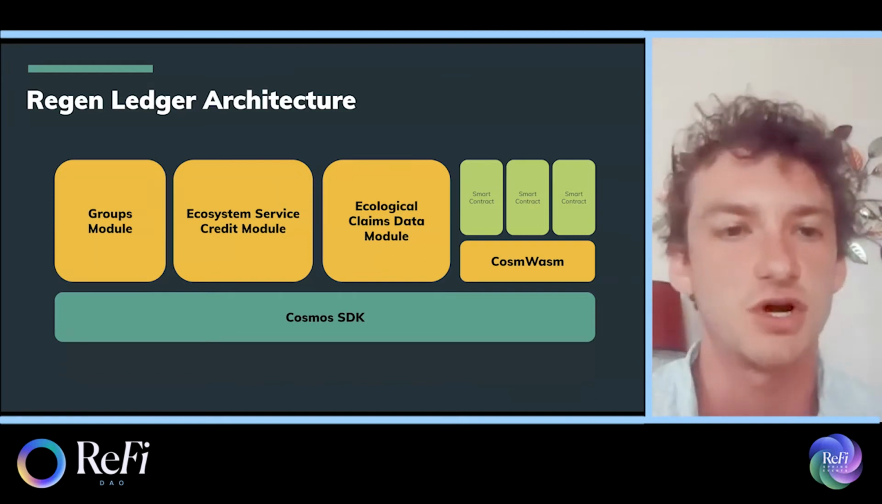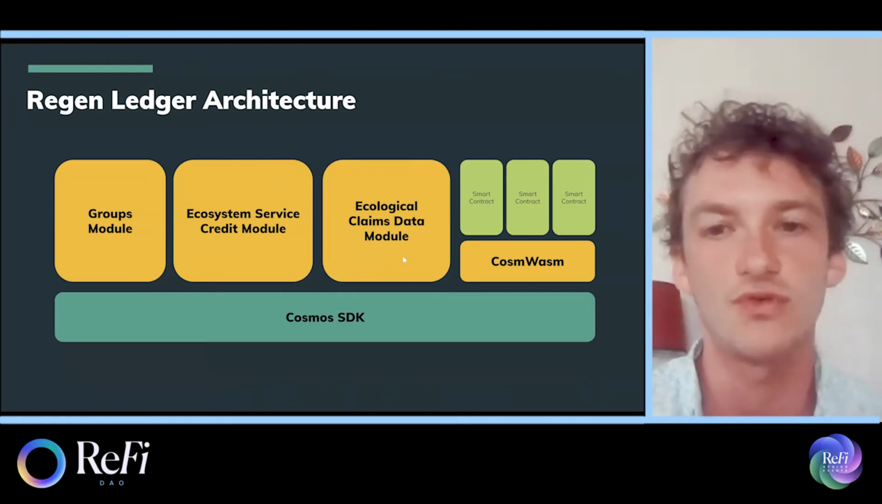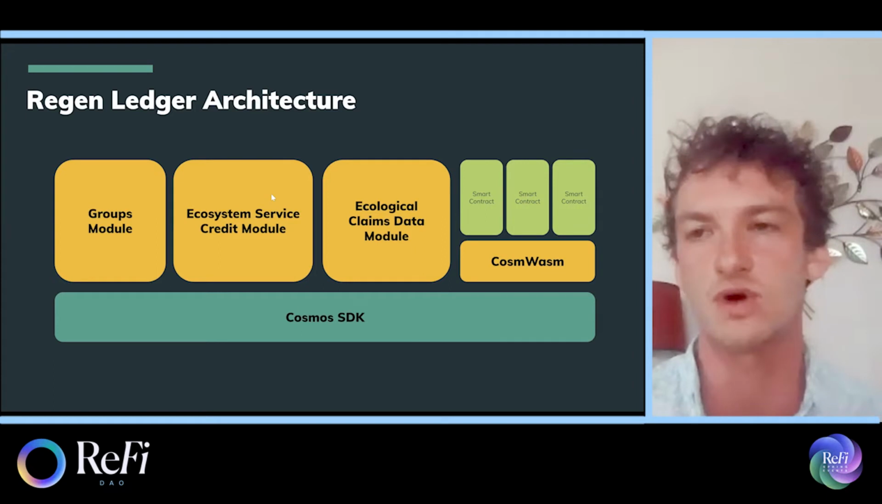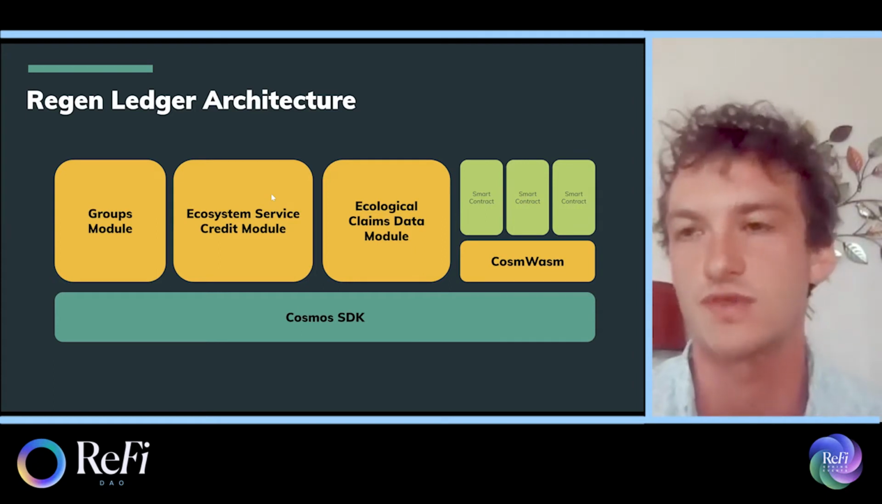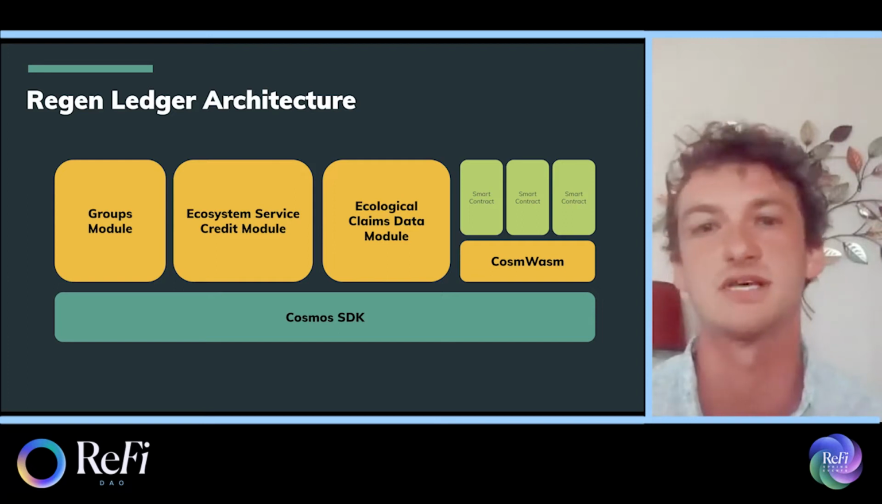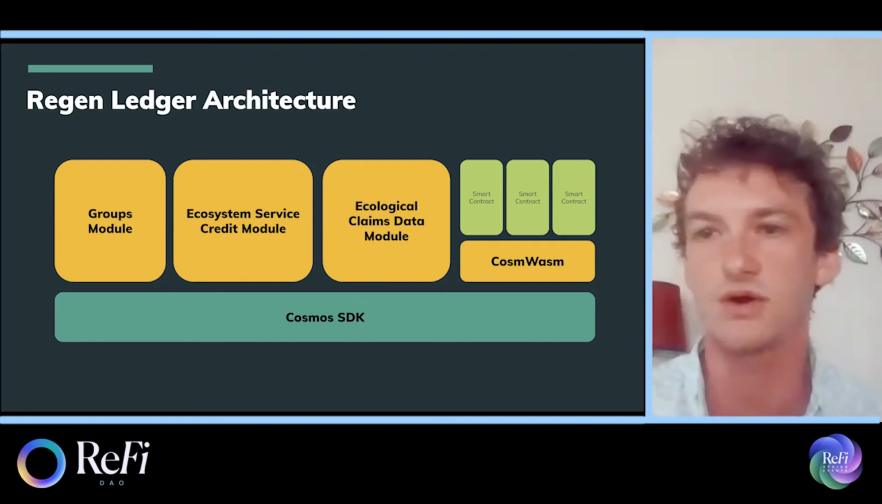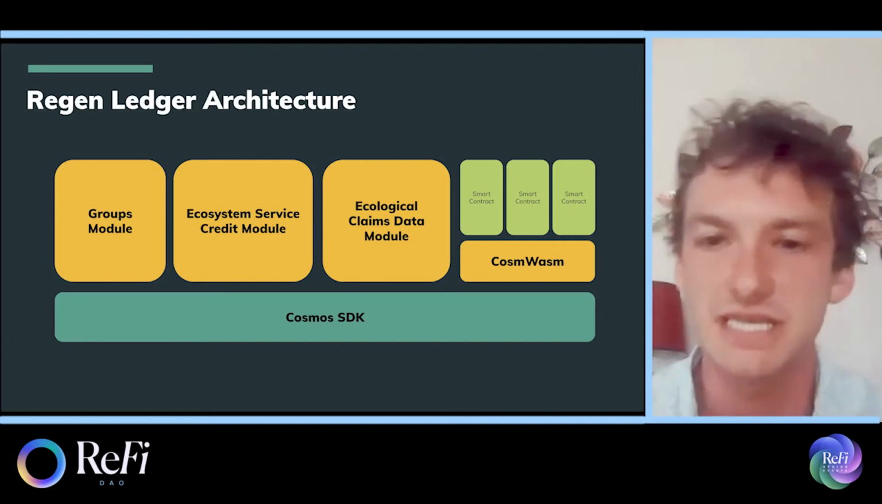On Regen Ledger right now, we have our first three modules. The first is our eco credit module, which provides basic functionality for creating credits, whether it's carbon credits or biodiversity credits, trading, retiring those, and bundling them.